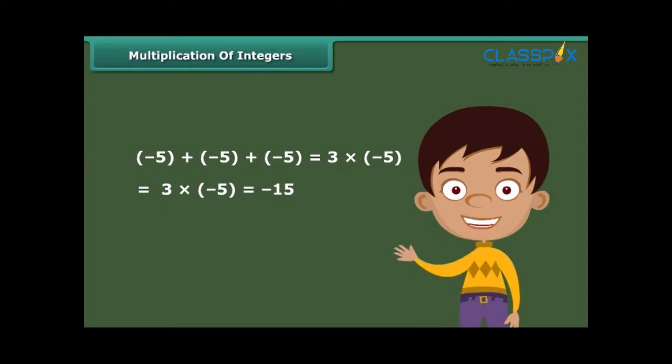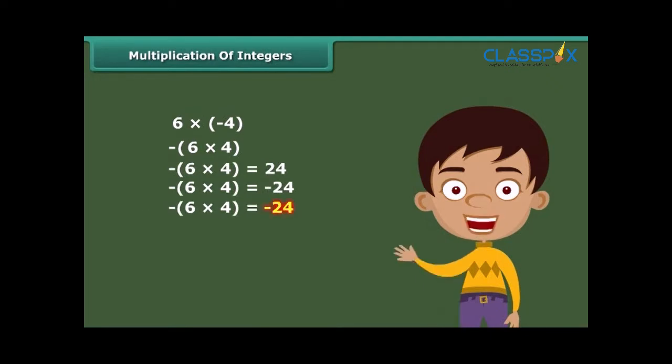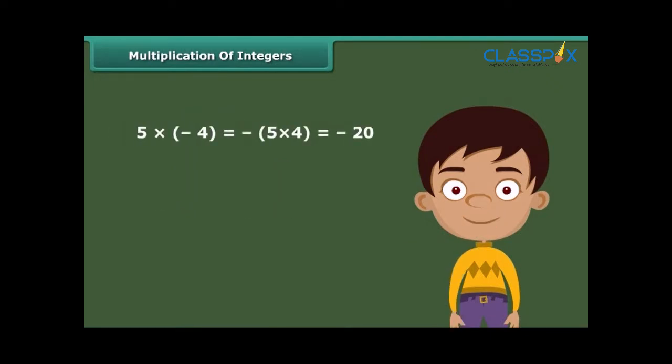Let's now find the product of a positive and a negative integer. Firstly, multiply 6 by 4 and then put minus sign before the product obtained. We get minus 24. Similarly, 5 into minus 4 is equal to minus 5 into 4, which equals minus 20.